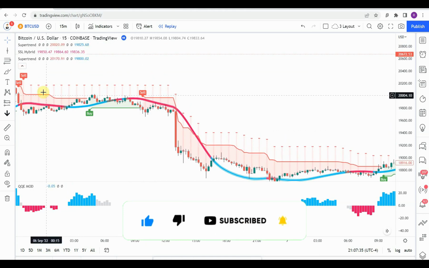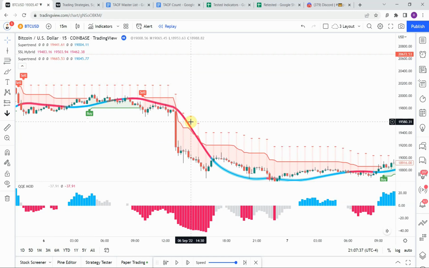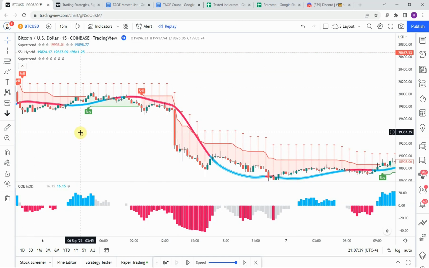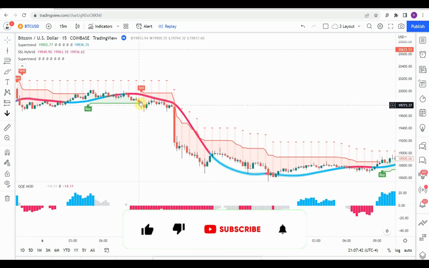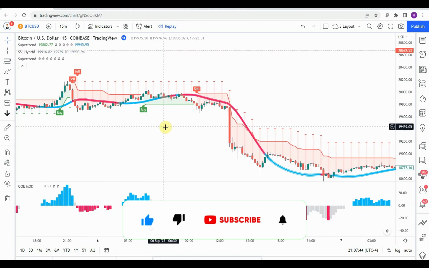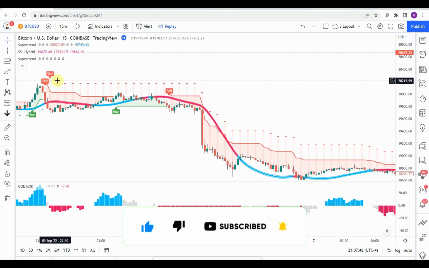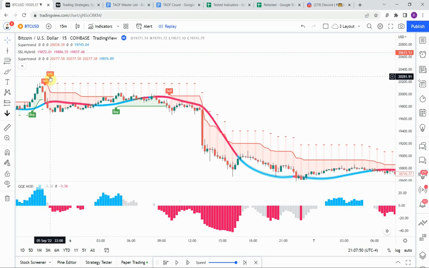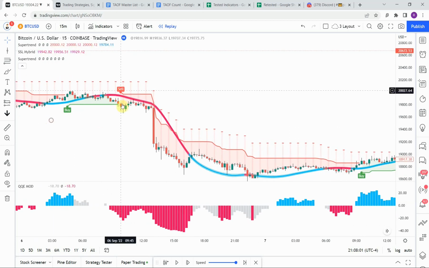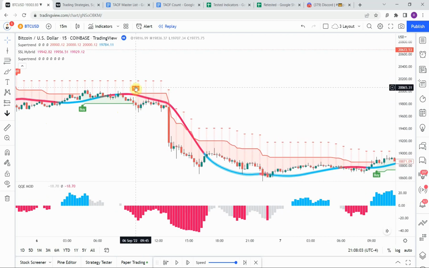For example, right here, the longer time frame is in a sell position. We then look for the lower time frame to confirm. A lot of the times you'll get the lower time frame in a sell position first, and then the higher time frame will come into that same sell position. Those are not valid. So we're looking for the higher time frame to be in that position first, and then a confirming lower time frame Super Trend.